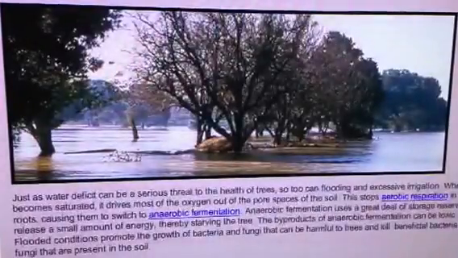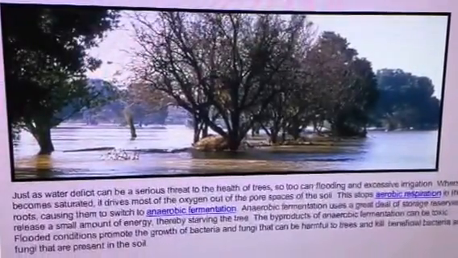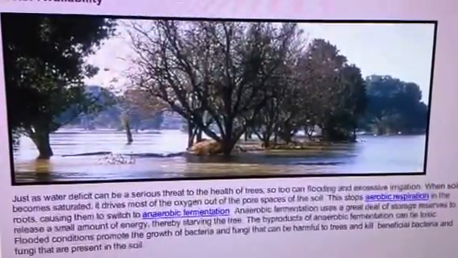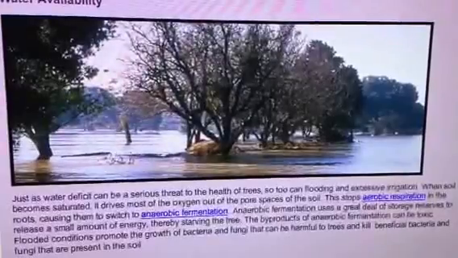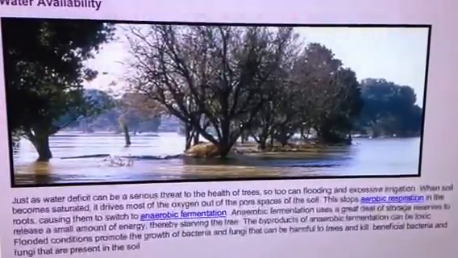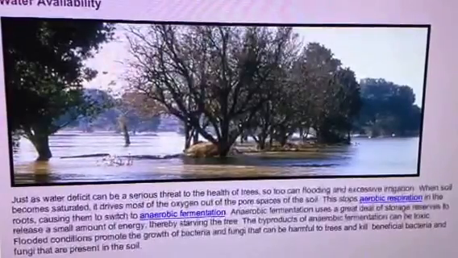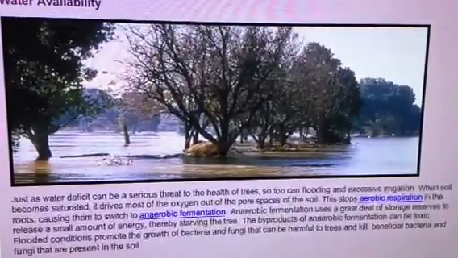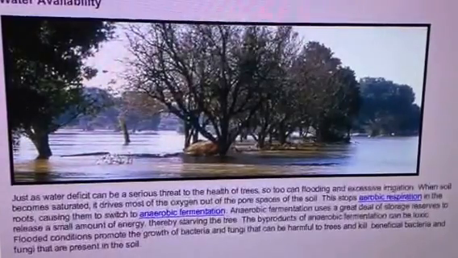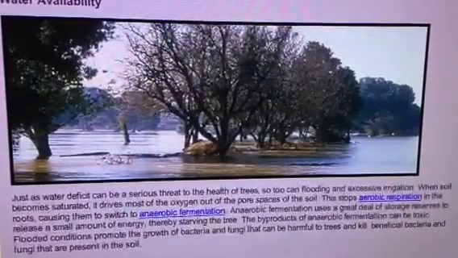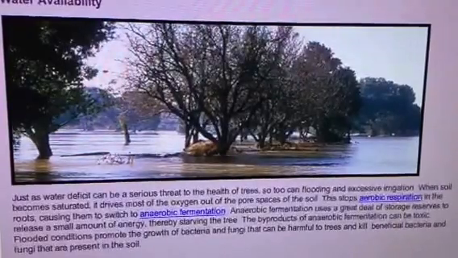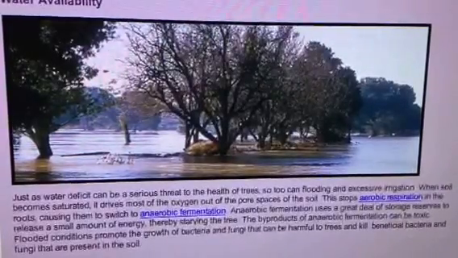Just as water deficit can be a serious threat to the health of trees, so too can flooding and excessive irrigation. When soil becomes saturated, it drives most of the oxygen out of the pore spaces of the soil. This stops aerobic respiration in the roots, causing them to switch to anaerobic fermentation. Anaerobic fermentation uses a great deal of storage reserves to release a small amount of energy, thereby starving the tree. The byproducts of anaerobic fermentation can be toxic.